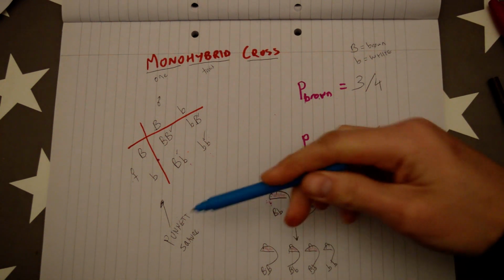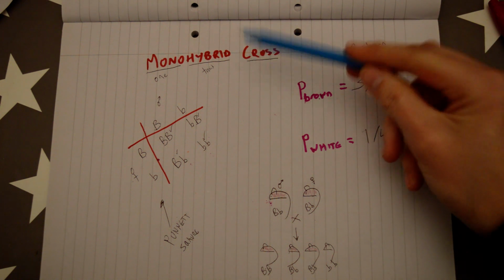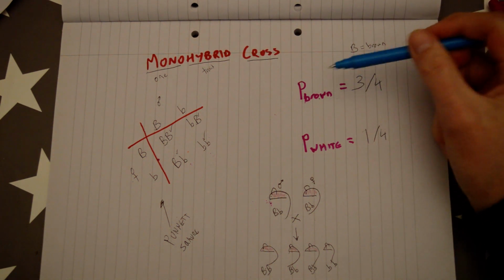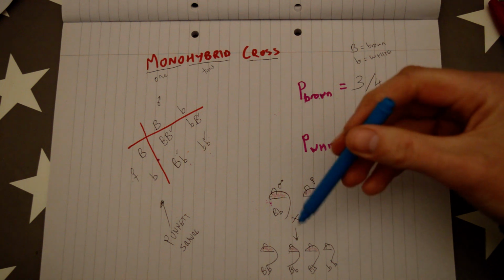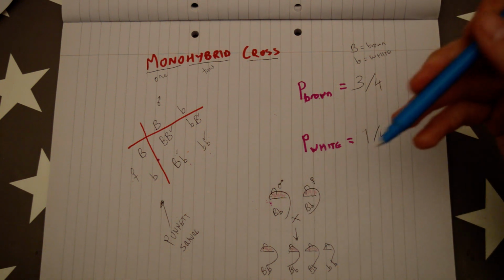So that's how we would use a Punnett square to carry out a monohybrid cross to determine the probability of the expression of a gene of the offspring.